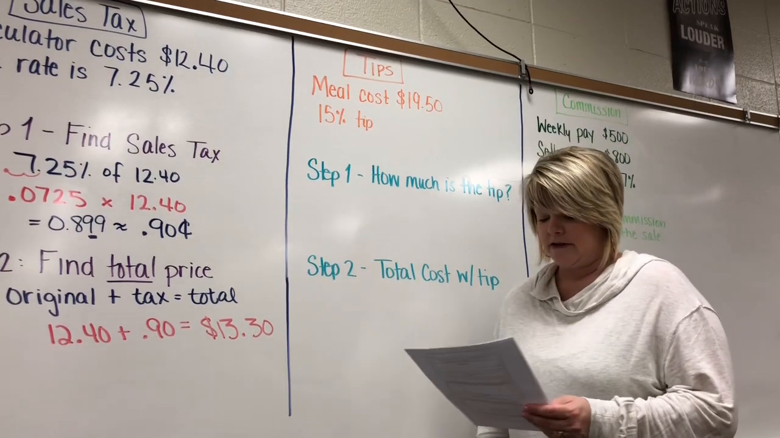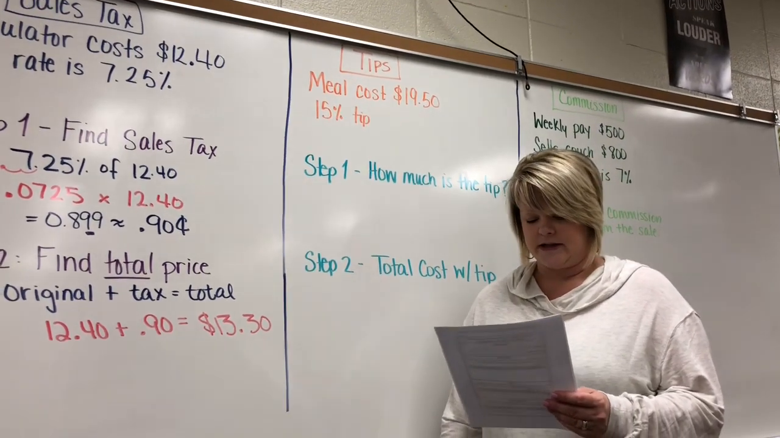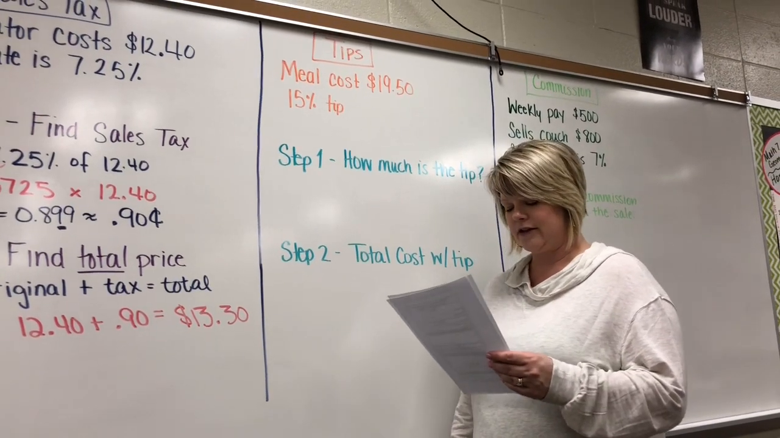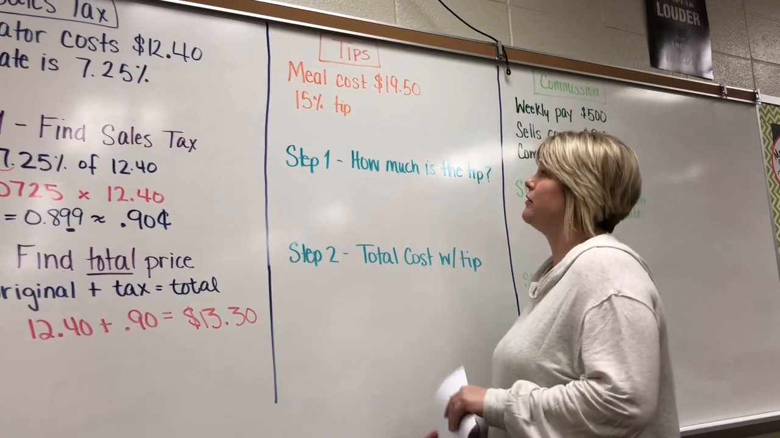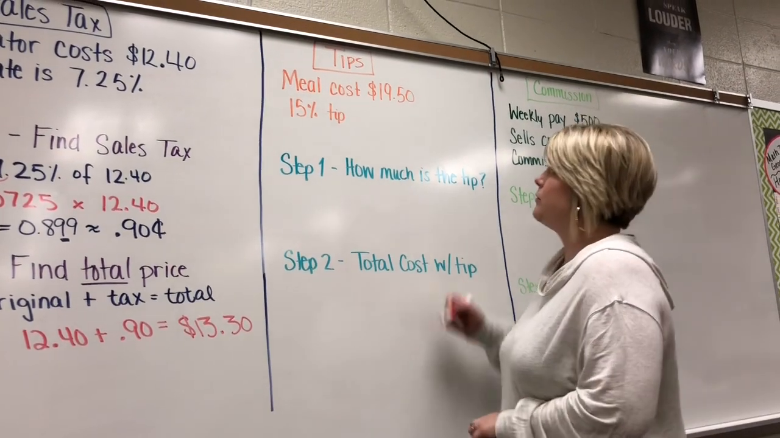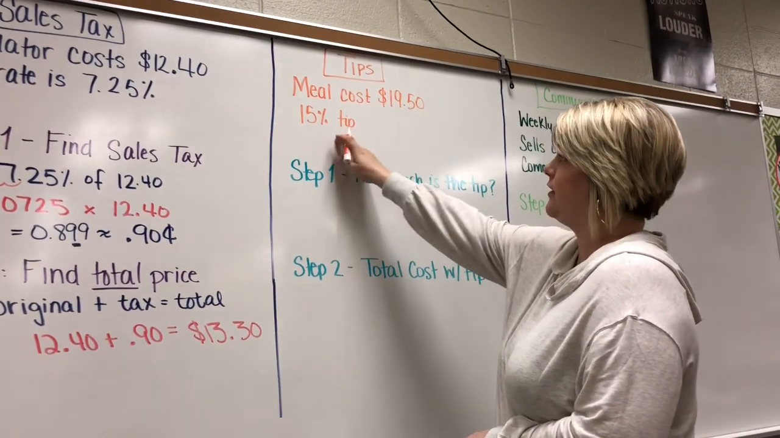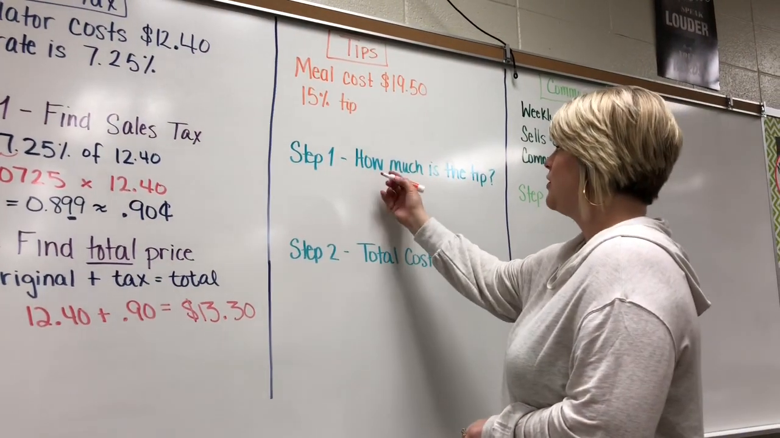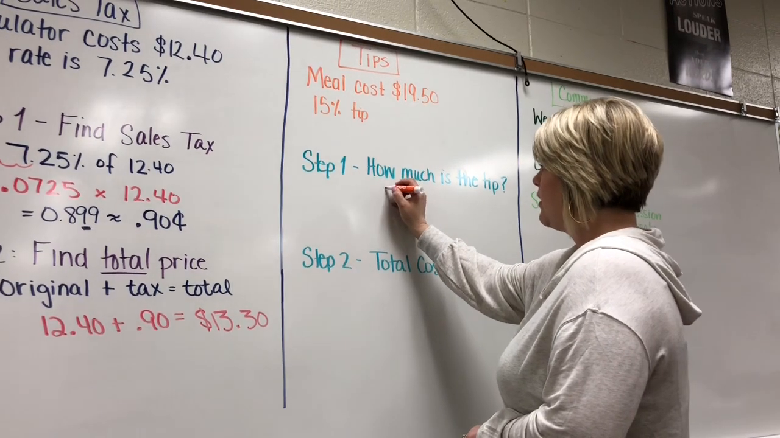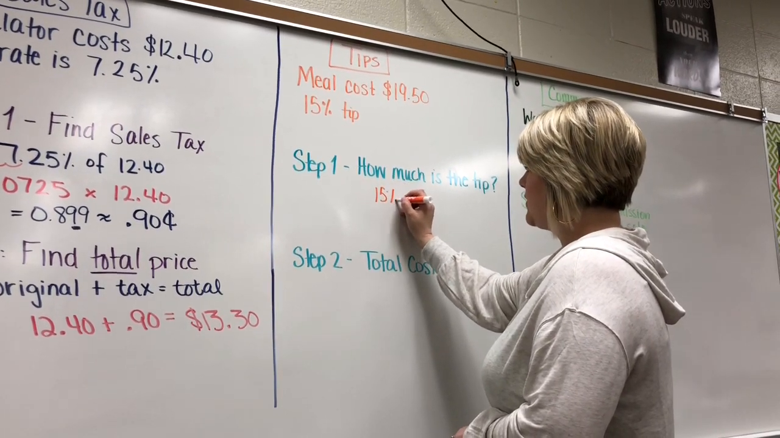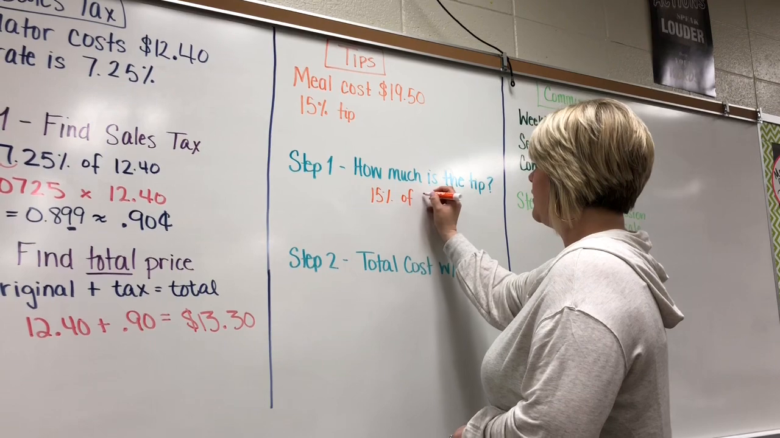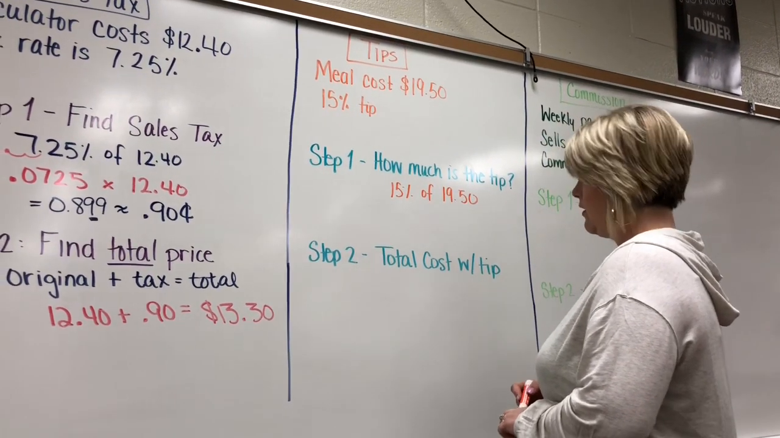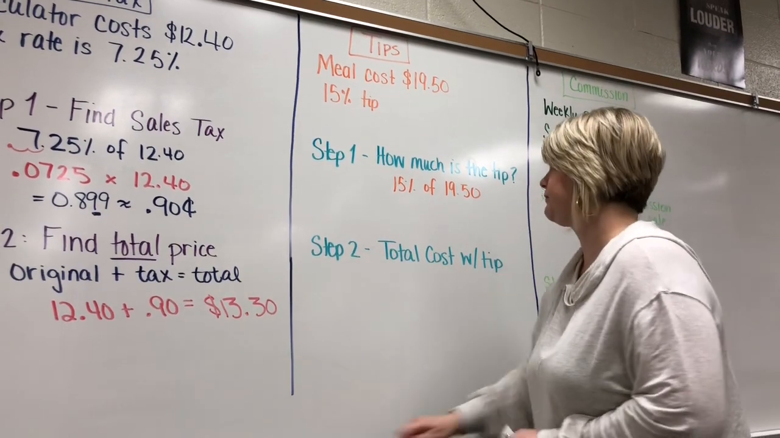Macy and Bree ate dinner at a restaurant. Their meal cost was $19.50. They left a 15% tip. Let's calculate the tip and total cost of the meal. So again, if the meal was $19.50, they're going to leave 15%. We need to find out how much is the tip. So we're saying 15% of 19.50. Okay, that's what we're talking about here.